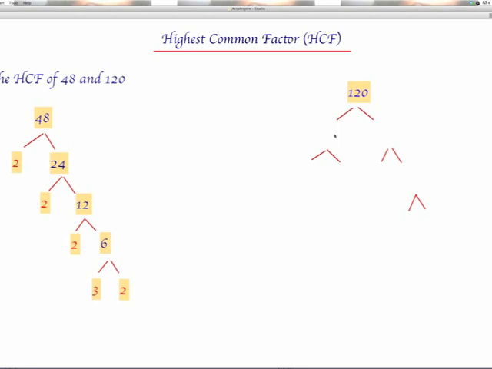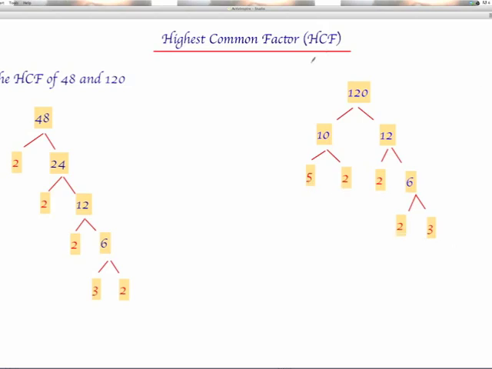If I do the same thing for 120, I get 10 times 12. If I break down the 10, I get 5 times 2, which are both prime numbers. If I break down the 12, I get 2 times 6. And then if I break down 6, I get 2 and 3. So my prime factors for 120 are 5, 2, 2, 2 and 3.